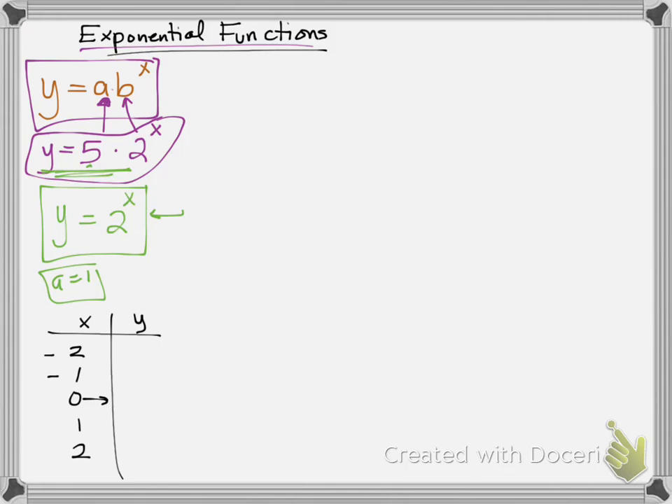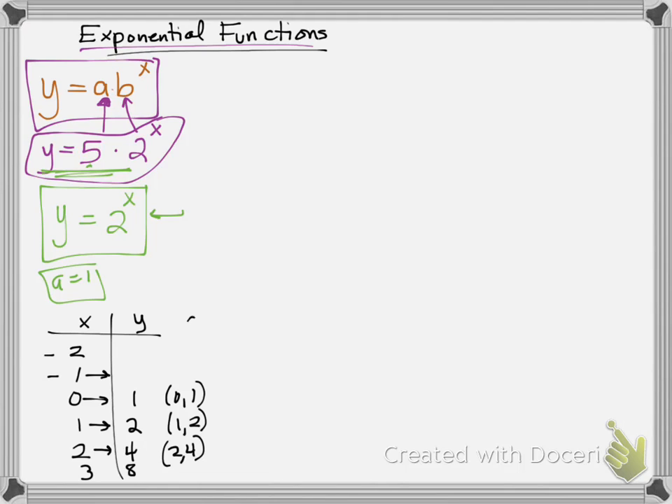So we're going to plug in 0. Anything to the 0 power is 1. 2 to the first power is 2. 2 to the second power is 4. So these are all points: (0, 1), (1, 2), (2, 4). If I put in 3, I'd get out 8. If I put in 4, I'd get out 16.